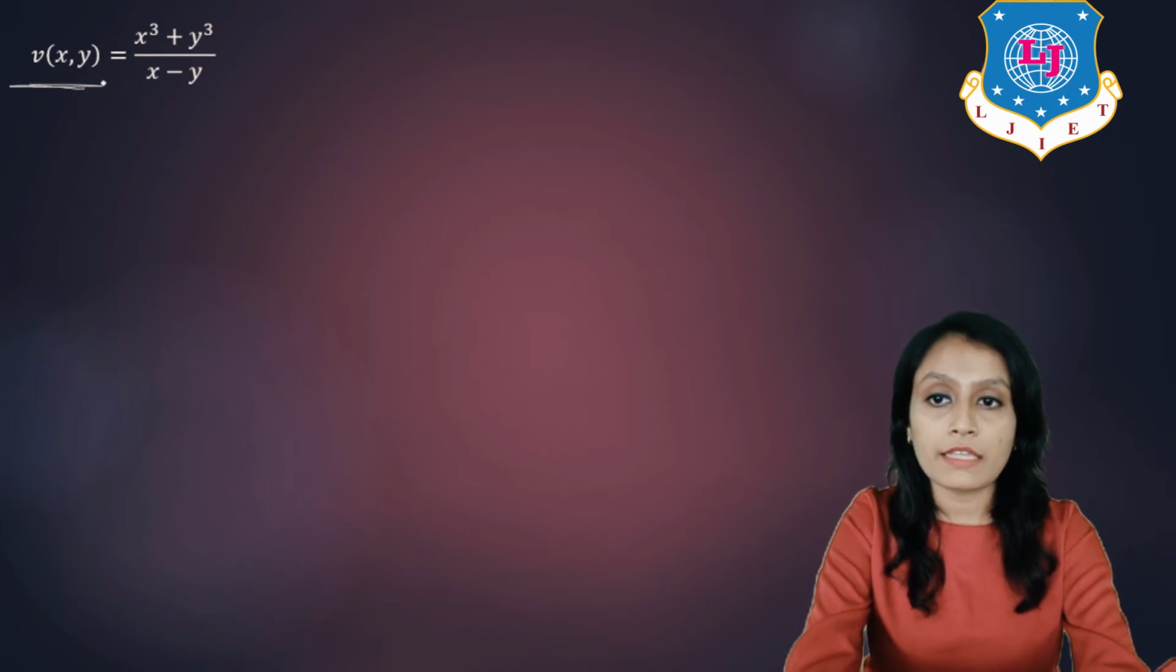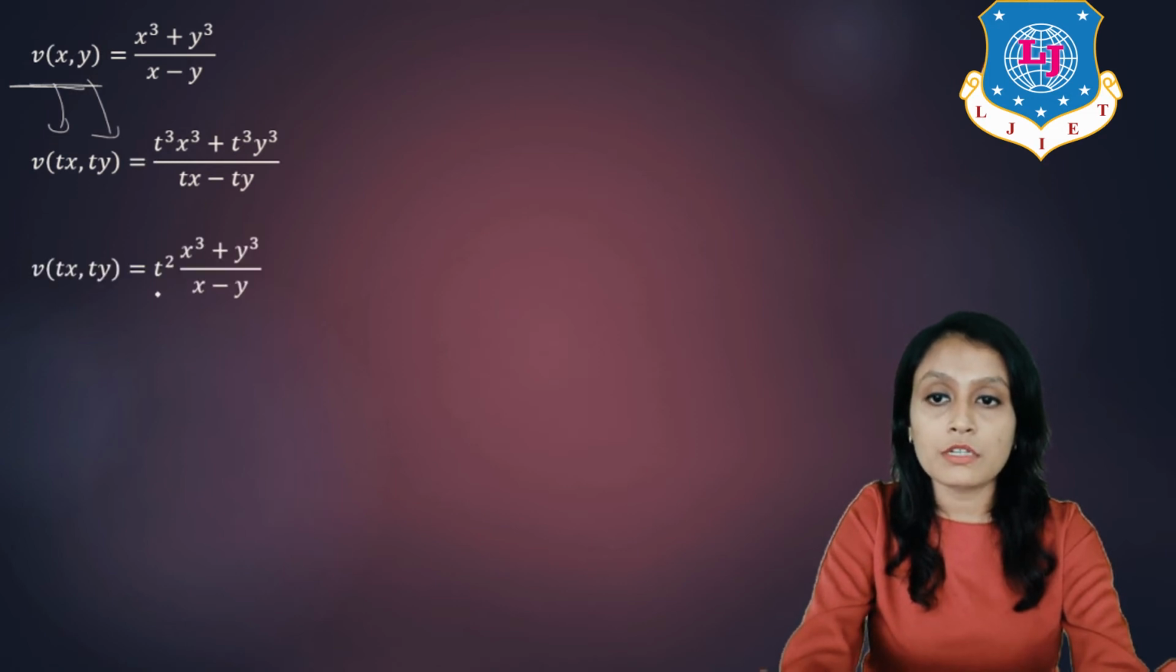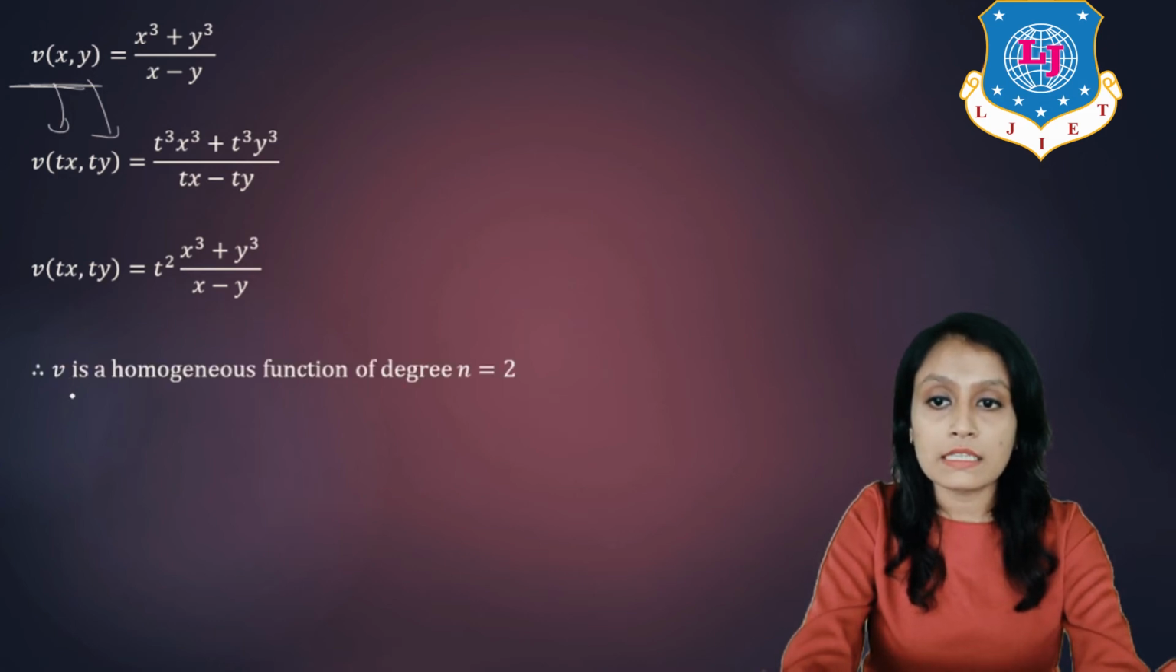Now we will check whether this v is homogeneous or not. So for that, in place of x, we have to write dx, and in place of y, dy. So here you will get d cube x cube plus d cube y cube upon dx minus dy. Take d cube common from the numerator and d common from the denominator, so you will get d square times x cube plus y cube upon x minus y. So you can say that this v is a homogeneous function of degree 2.